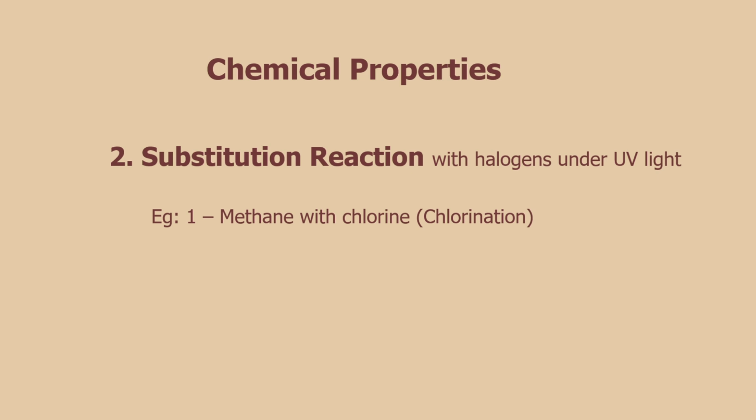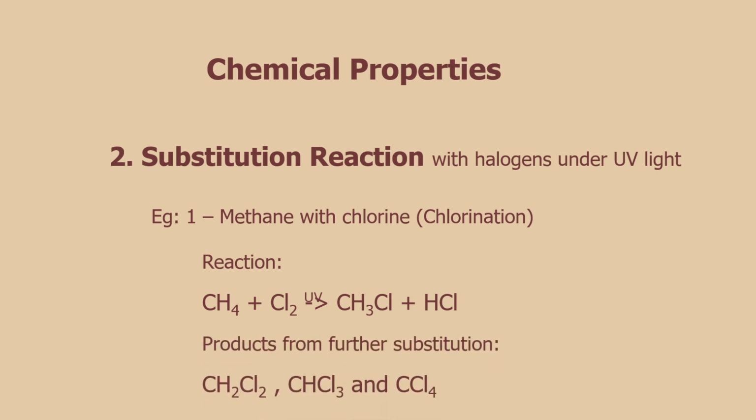When methane CH4 reacts with chlorine Cl2 in the presence of UV light, a hydrogen atom is replaced by a chlorine atom, forming chloromethane CH3Cl and hydrogen chloride HCl. The reaction is shown here. CH4 + Cl2 produces CH3Cl + HCl. Further substitution can occur producing dichloromethane CH2Cl2, trichloromethane CHCl3 and tetrachloromethane CCl4.